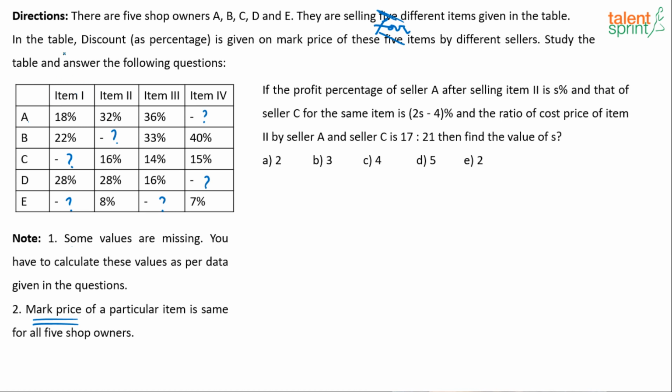Like for example, for item 1, let's say the mark price is 200. So it is 200 for A, B, C, D, E, all of them. The item 3 could be priced at 500 rupees. So A's mark price is 500, B's mark price is also 500, C, D, E, all 5 of them have got the same mark price for item 3. So for a particular item, 1 or 2 or 3 or 4, the mark price is same, right?